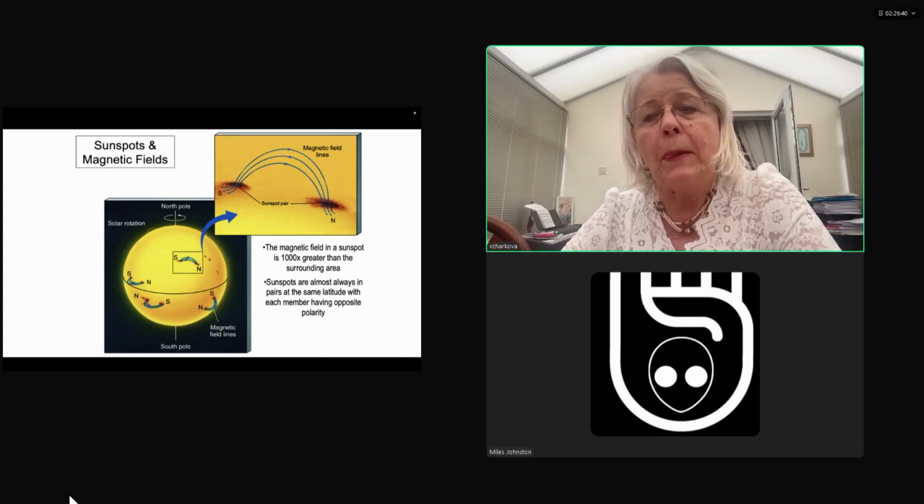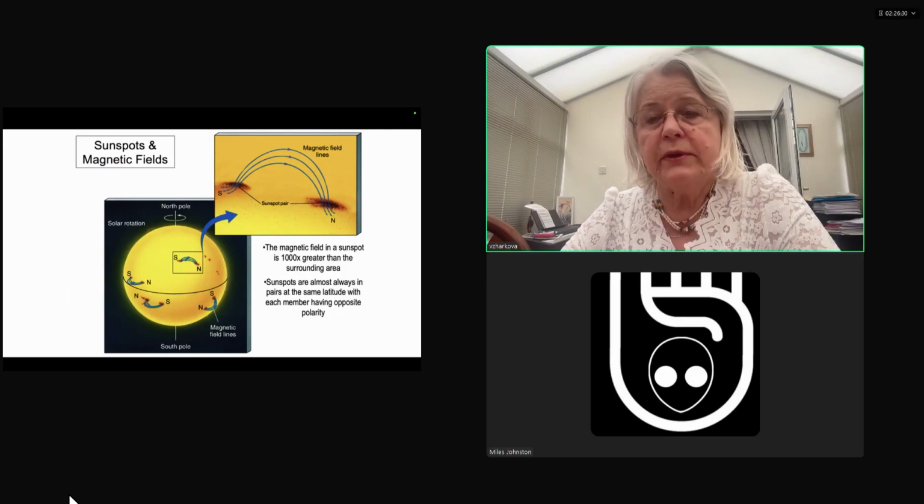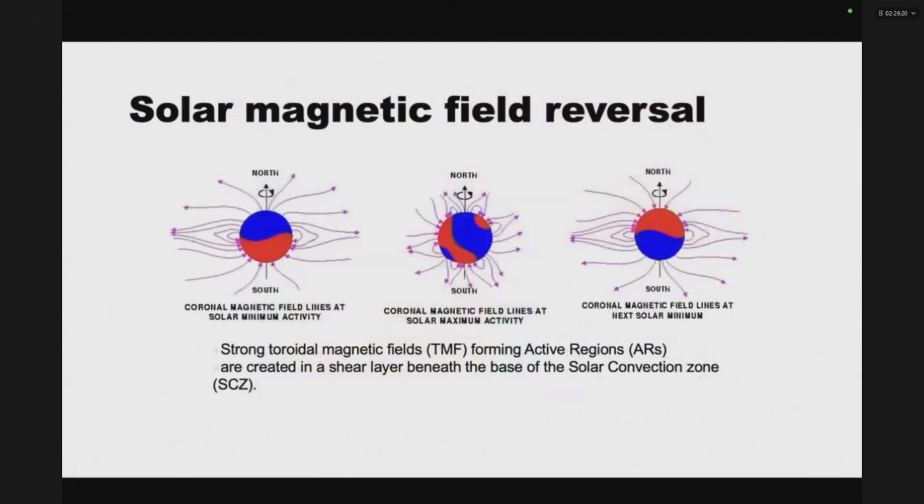So one sunspot has northern polarity, another southern, and normally the leading polarity is the one opposite to the polarity of the background magnetic field on the sun. So all sunspots in the same hemisphere have the same magnetic configuration. And this is showing the solar magnetic field reversal. What is solar activity?